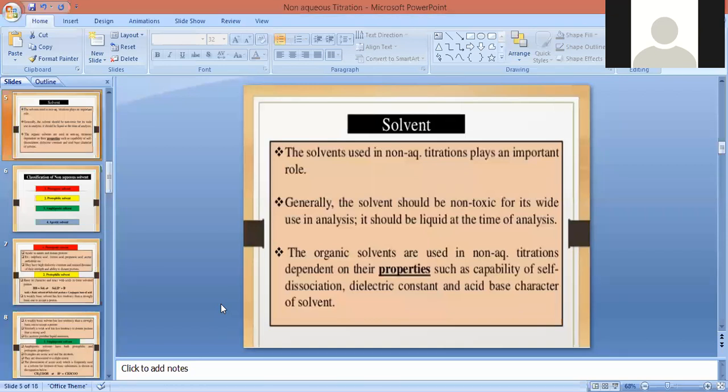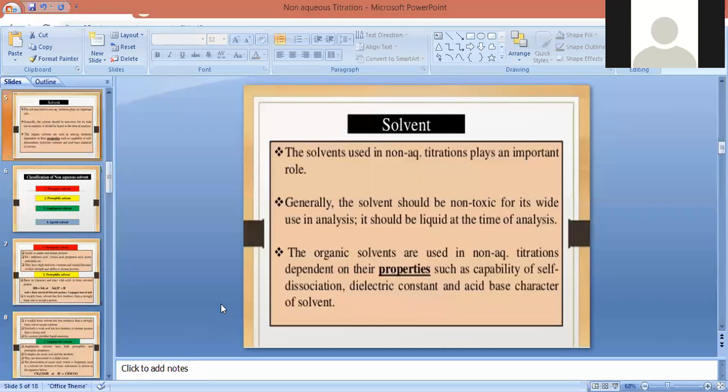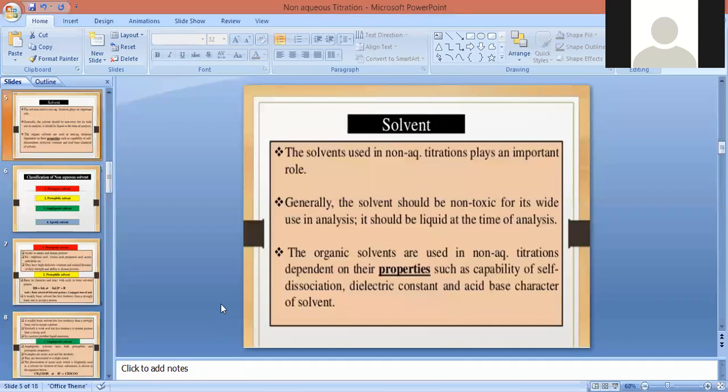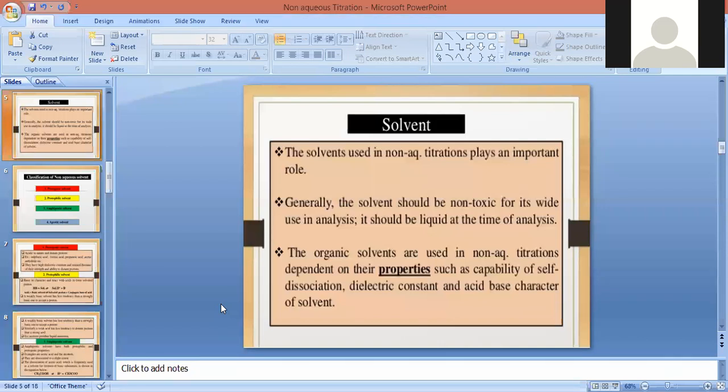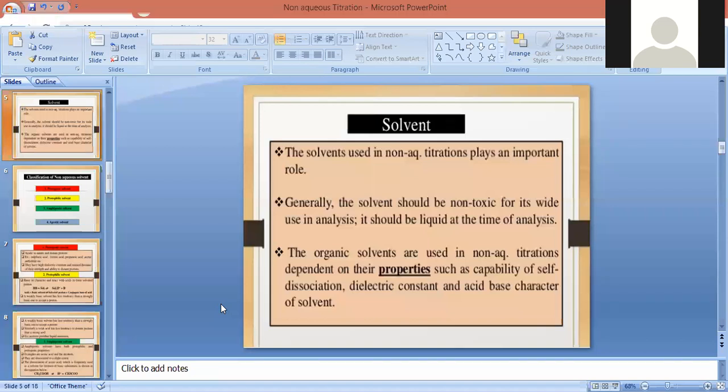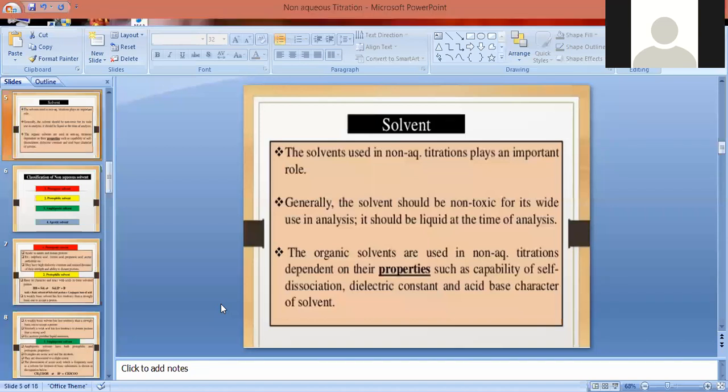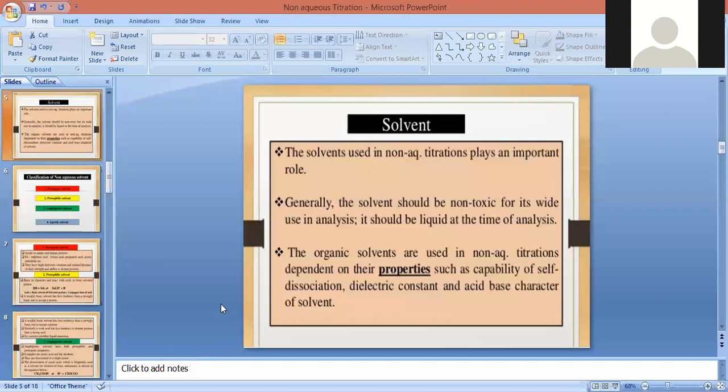So what are solvents? The solvents used in non-aqueous titration play an important role. Generally, the solvent should be non-toxic. That is, it should not react with the analyte. It should just increase its solubility for its wide use in analysis, and it should be mainly liquid at the time of analysis. Next, the organic solvents used in non-aqueous titration depend upon their properties such as capability of self-dissociation, dielectric constant, and acid-base character of the solvent.